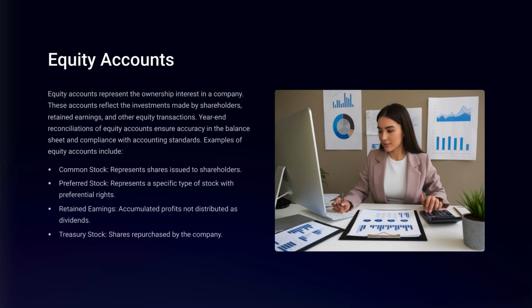Examples of equity accounts include common stock, which represents shares issued to shareholders. Preferred stock represents a specific type of stock with preferential rights. Retained earnings, accumulated profits not distributed as dividends. Treasury stock, shares repurchased by the company.